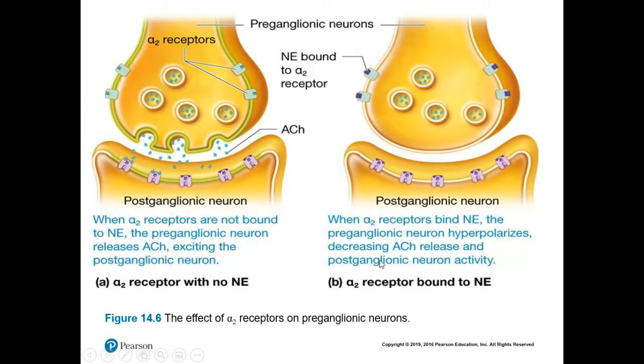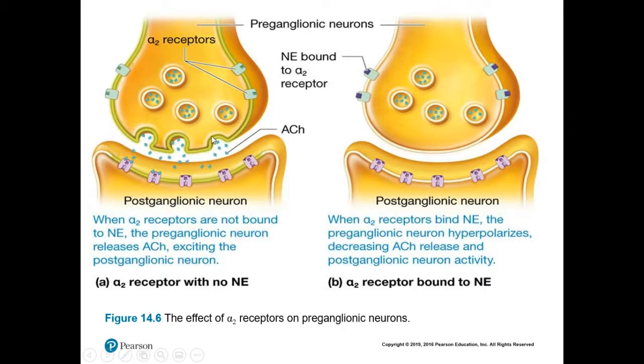Now, in terms of neurotransmitters, we've talked about a few so far, right? Neurotransmitters have their receptors. For example, the one we're looking at here is an adrenergic receptor, an alpha 2 adrenergic receptor. If this adrenergic receptor does not have any norepinephrine bound to it, then it allows for acetylcholine to be transferred. But if there's norepinephrine bound to it, then no acetylcholine is released, right? So there's no postganglionic neuron activity.